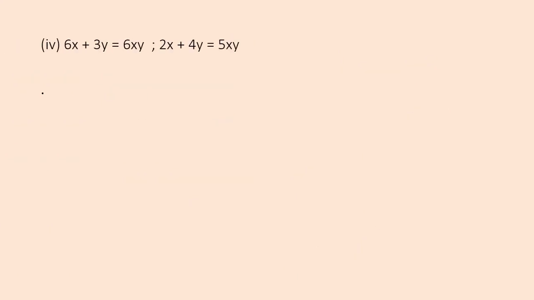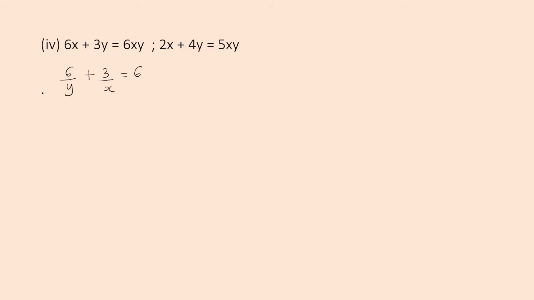Question number 4. 6x plus 3y equal to 6xy and 2x plus 4y equal to 5xy. Since it is having the terms xy, first we have to reduce them into its standard form. So it is better you divide both the equations by xy. So 6x divided by xy, so you are getting 6 upon y plus 3y divided by xy. So you are getting y cancelled. So 3 upon x equal to 6xy upon xy, that is 6.